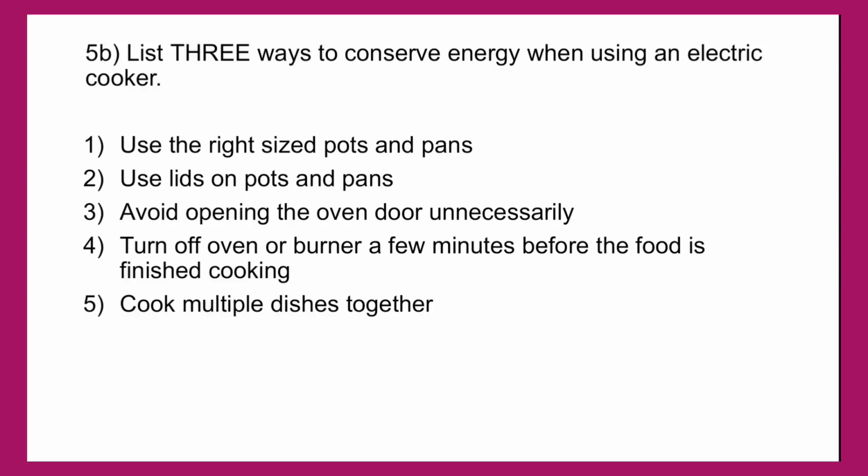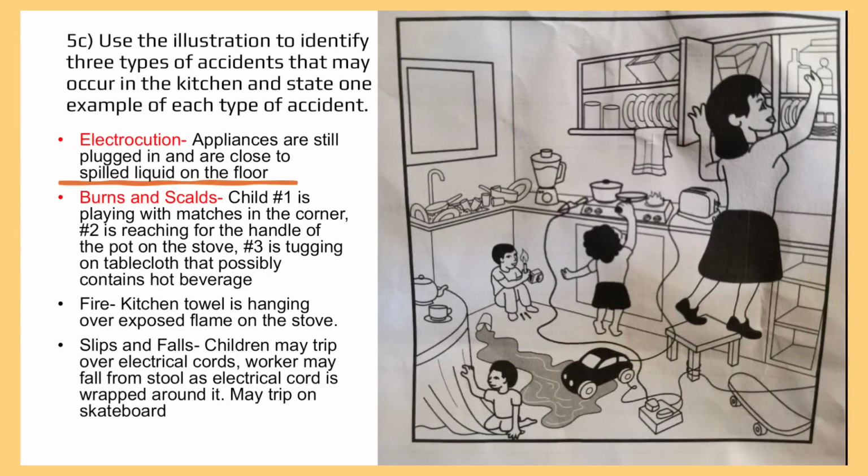Number 4, turn off the oven or burner a few minutes before food is finished cooking, and what will happen is the residual heat will continue to cook the food even after the burner has been turned off. And then number 5, cook multiple dishes together. Pretty self-explanatory. If you cook multiple items at a time, you can save on fuel. Moving on to the next question.